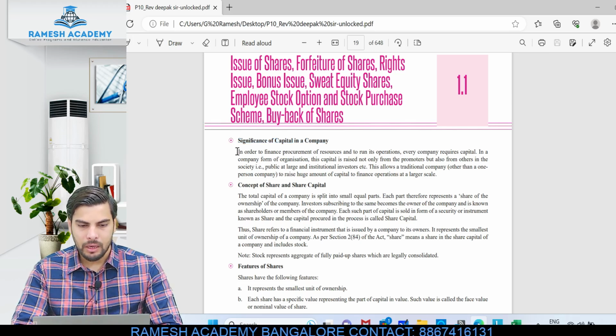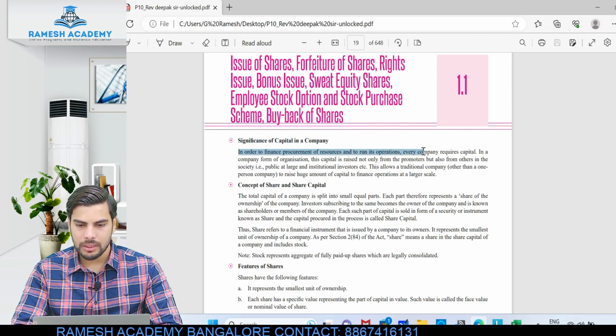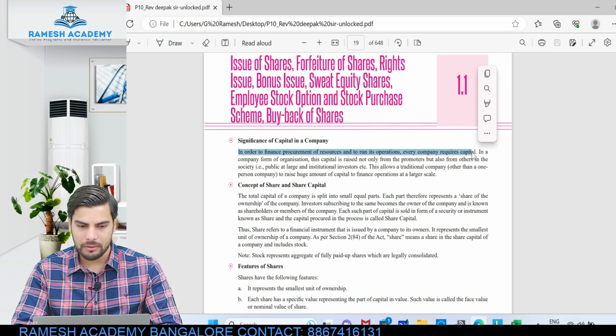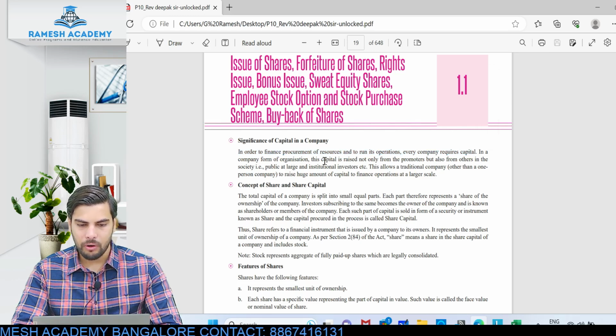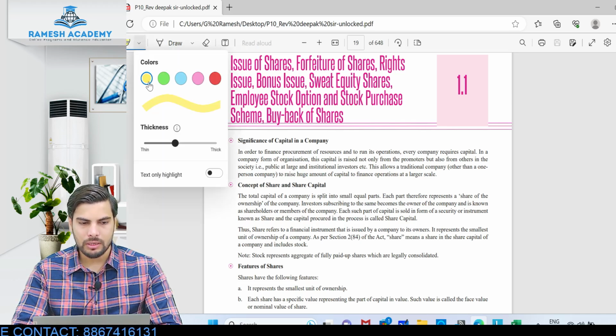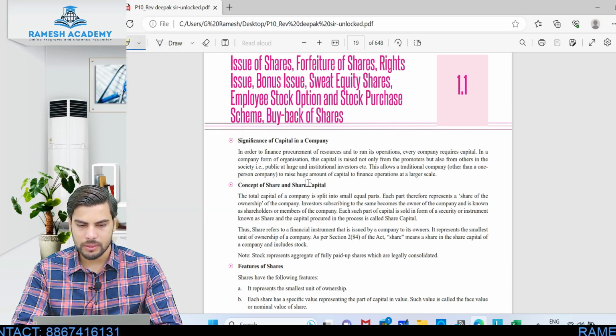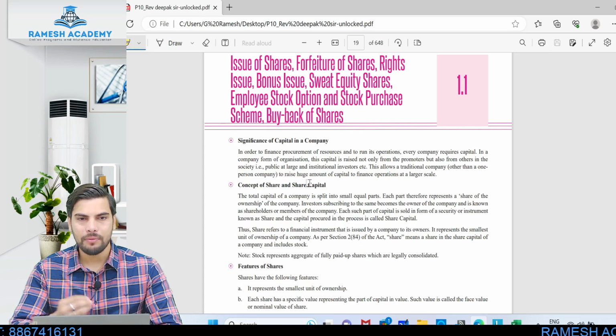Look at this. In order to finance procurement of resources and to run its operation, every company requires capital. In the company form of organization, this capital is raised not only from the promoters but also from others in the society, that is the public. So this particular fund is capital. It's not that it will be raised only from the promoters. This will be raised even from the public.